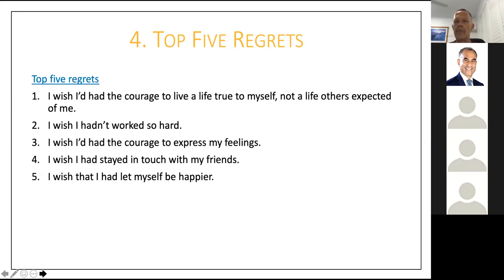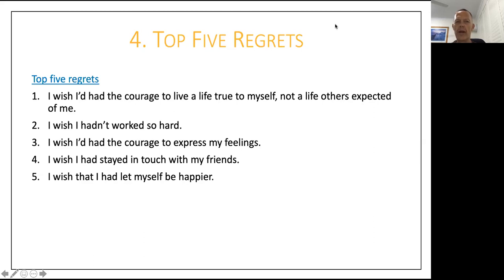There was an Australian nurse who was working in the hospice movement for many years, and she would talk to the people she was caring for, the terminally ill people, about their biggest regrets in life. And so over many years, she came up with this list of the top 5 regrets. So I thought they might be useful to know about.